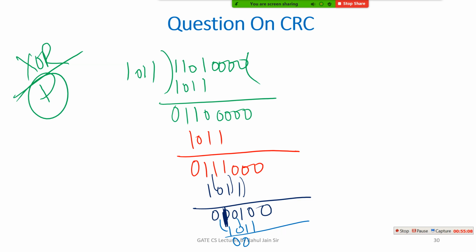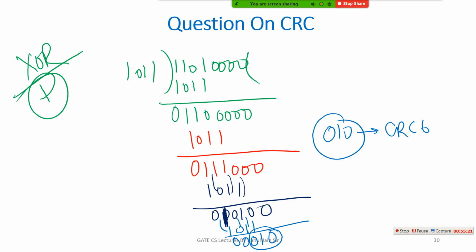It is my CRC bits, guys. 0 1 0 is my CRC bits. So I will replace the 3 zeros with the CRC bits, that is 1 1 0 1 0 and 0 1 0. The data which is sent to the receiver is this.